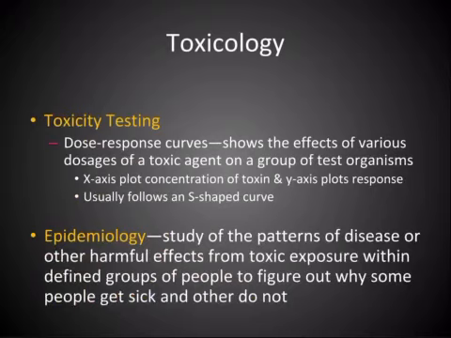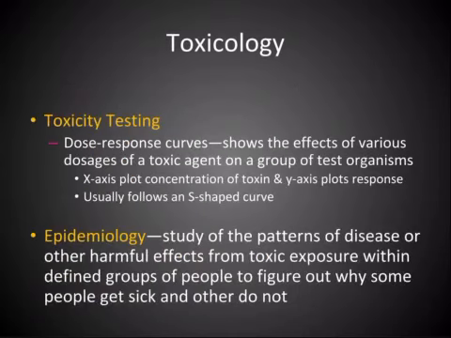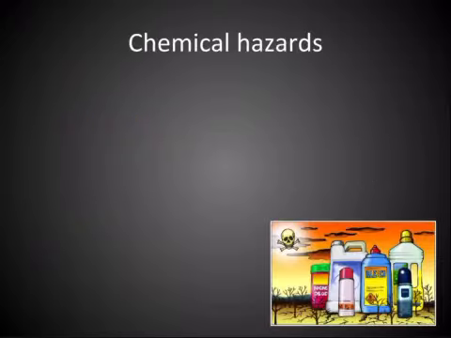All right, epidemiology is the study of patterns of disease or other harmful effects from toxic exposure within defined groups of people to figure out why some people get sick and others do not. So again, on this graph, it means that 50% have a chance of having a lethal reaction. So some, their bodies may metabolize something differently than another. They might have a different response. So a lot of times we want to know why that is. We do the same thing with diseases. We want to know why some people have such a reaction while others do not.